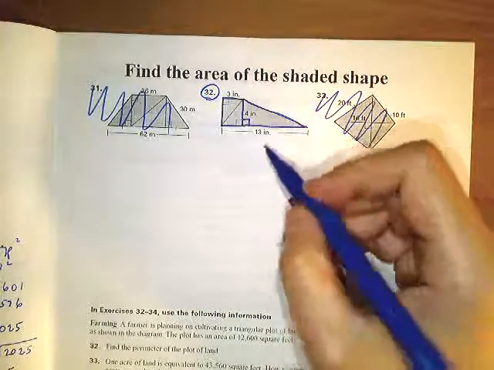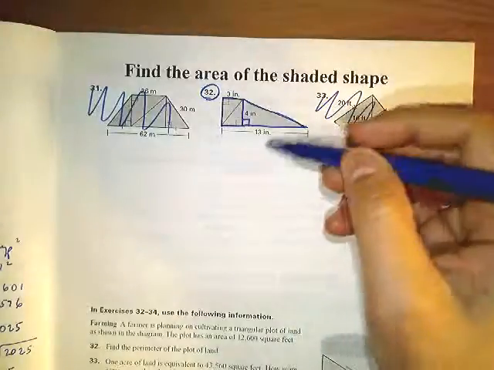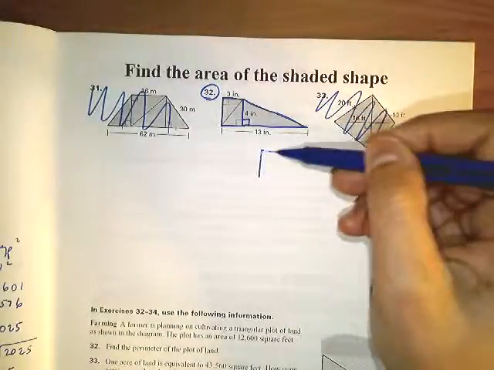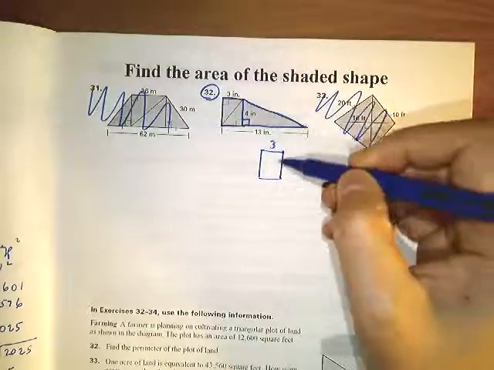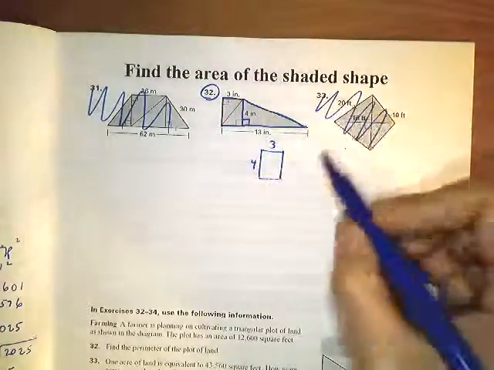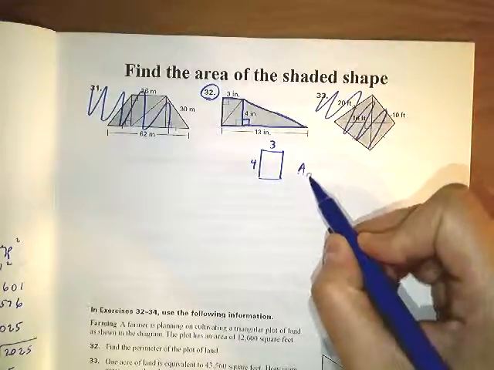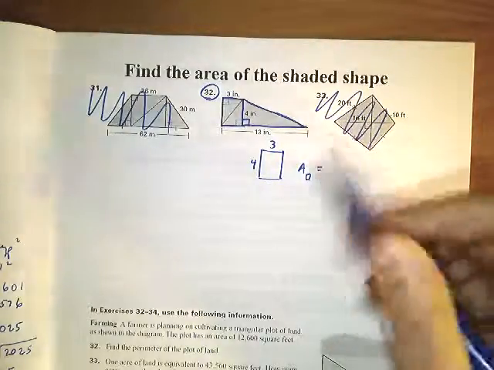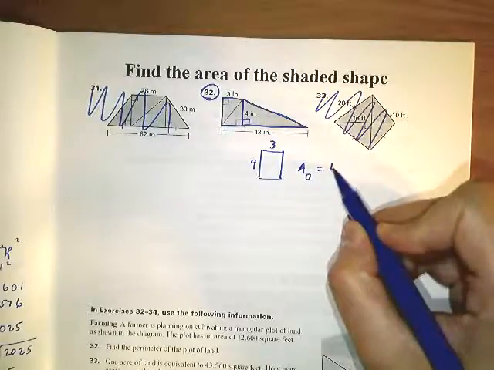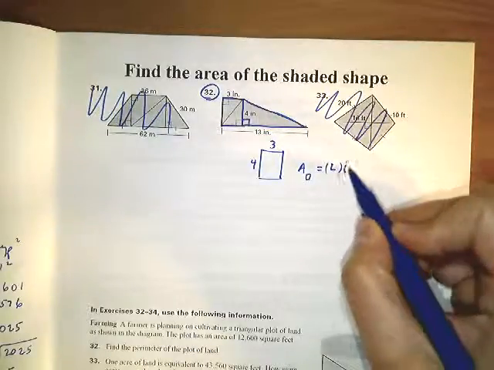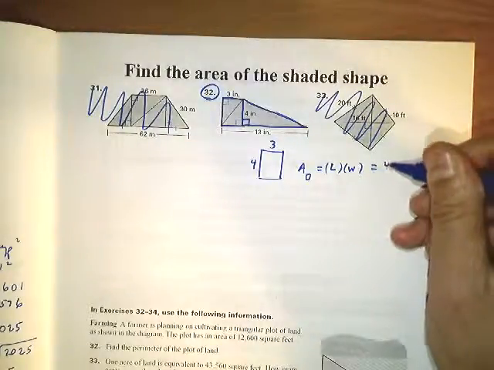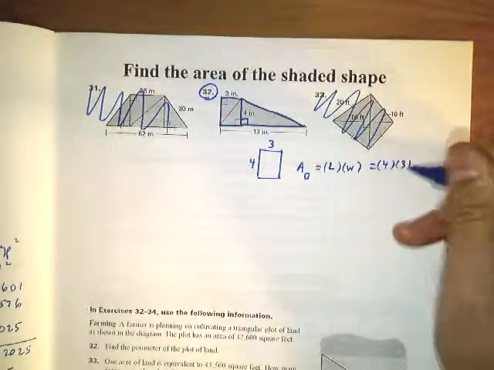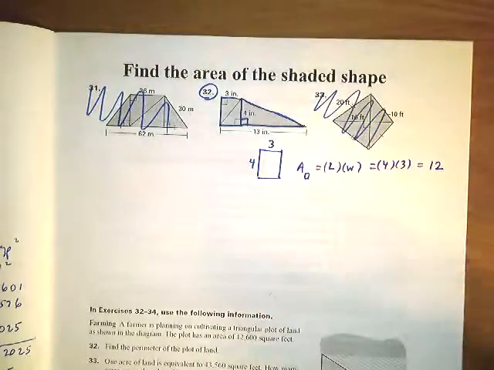So the area of the rectangle, I'm just going to sketch it really quickly. Here's my little rectangle. It has a width of 3 and a height of 4. So the area of my rectangle is base times height, or length times width, however you want to think about it. So I'm going to say the length is 4 and the width is 3. So that gives me an area of this part of the shape to be 12 square inches.